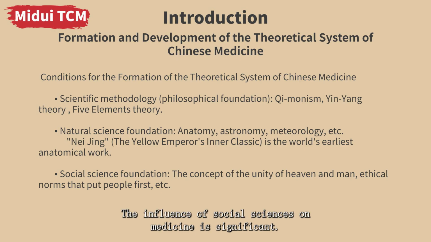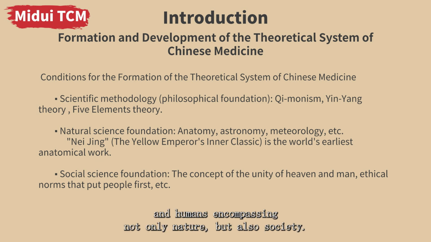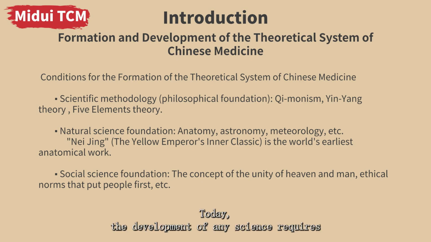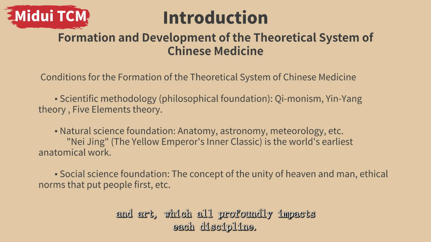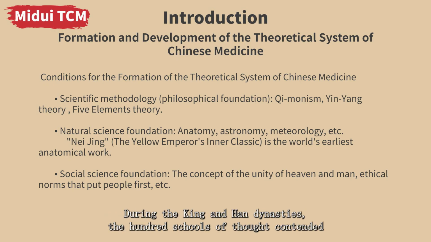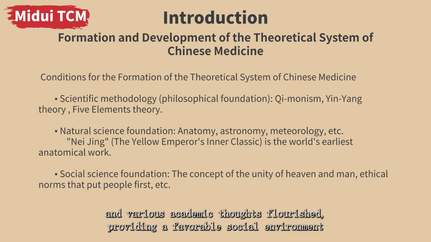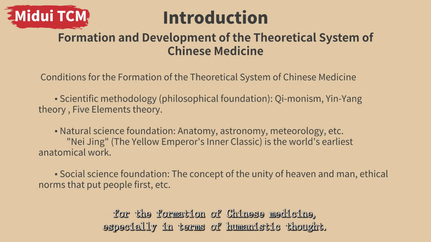The influence of social sciences on medicine is significant. Chinese medicine emphasizes the integration of heaven, earth, and humans, encompassing not only nature, but also society. Today, the development of any science requires a social environment, including political and economic systems, literature, and art, which all profoundly impact each discipline. During the Qin and Han dynasties, the hundred schools of thought contended, and various academic thoughts flourished, providing a favorable social environment for the formation of Chinese medicine, especially in terms of humanistic thought.